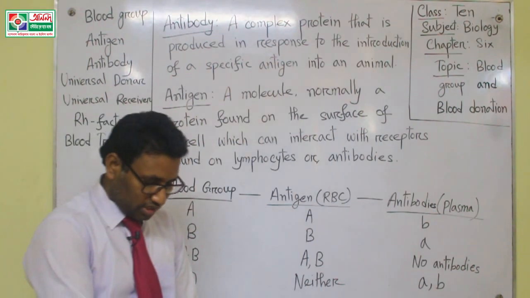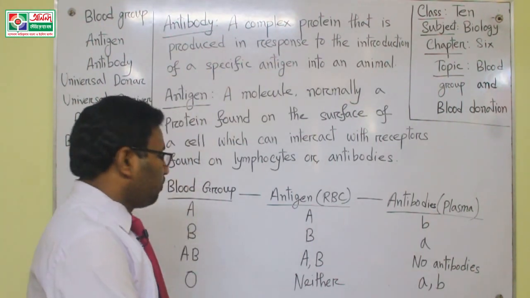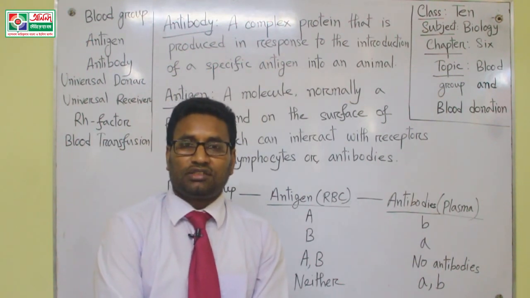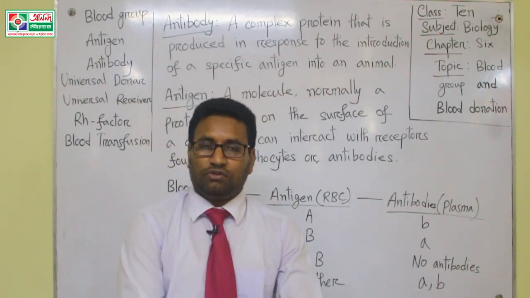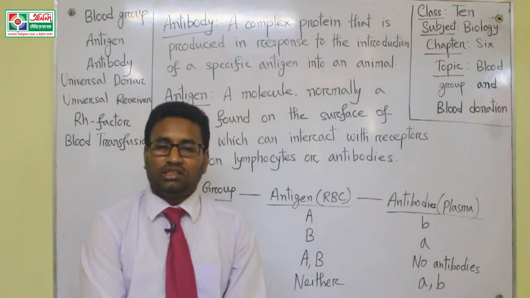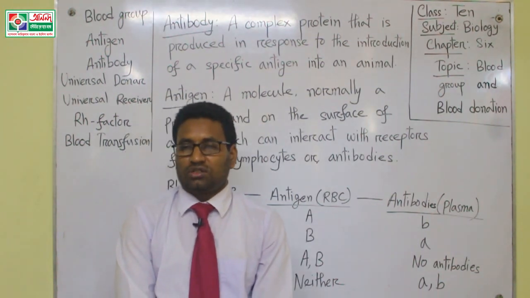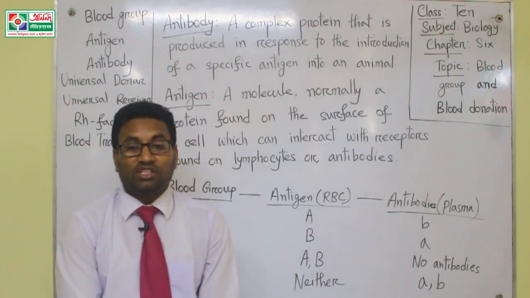And also we can say that O blood group can donate blood to any other blood group, and so the O blood group is called the universal donor.